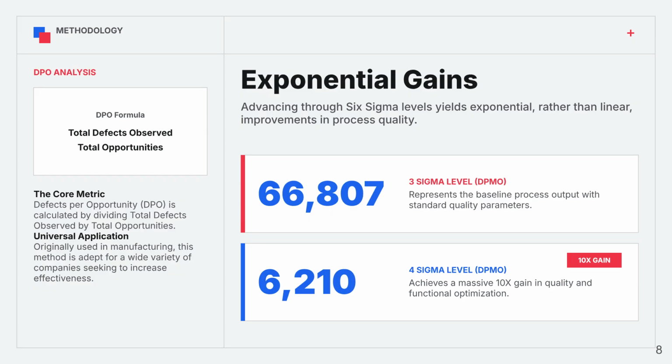To measure process quality, Six Sigma uses a metric called defects per opportunity, or DPO. This metric helps organizations evaluate how often errors occur by dividing the total number of defects observed by the total number of opportunities for defects. Instead of simply counting mistakes, DPO considers every chance where an error could happen, making it a fair and consistent way to compare different processes. One of the strengths of DPO is that it can be applied across many industries.